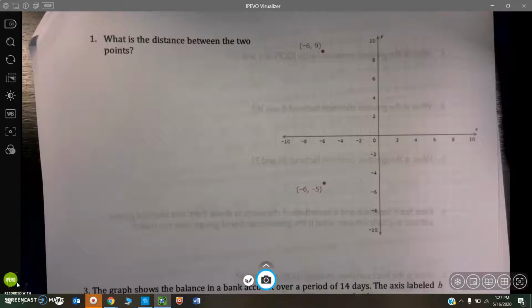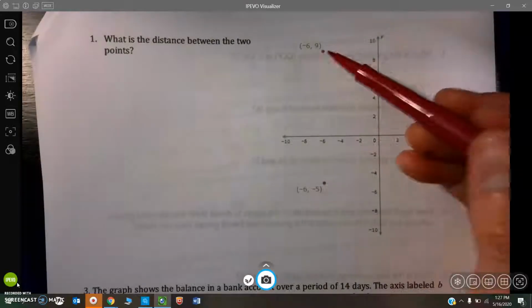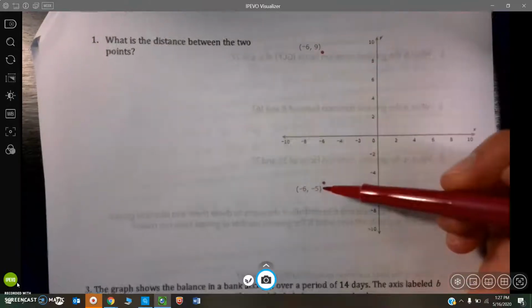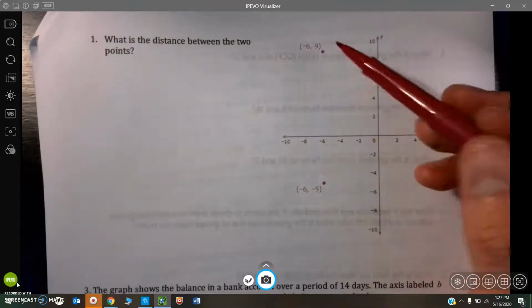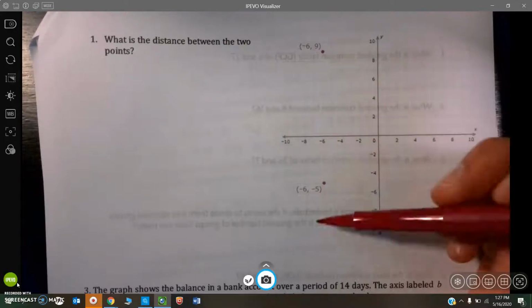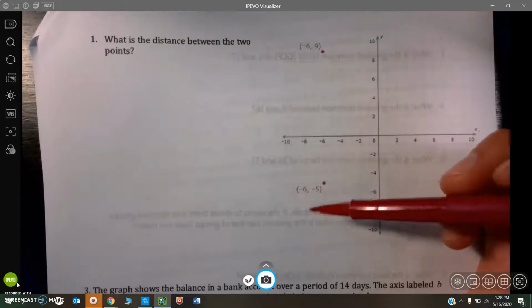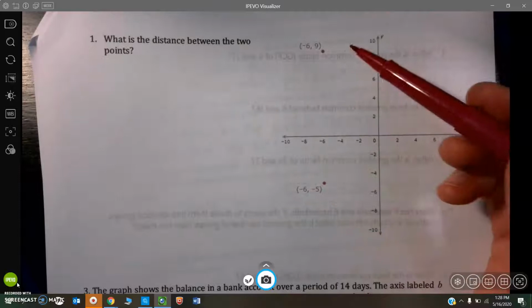Now we will be reviewing the final 2 pages of your Unit 7 review packet. So the first problem on this page says, what is the distance between the 2 points? -6, 9 and -6, -5. So you can see that they have the same x coordinate of -6. However, their y's are different.